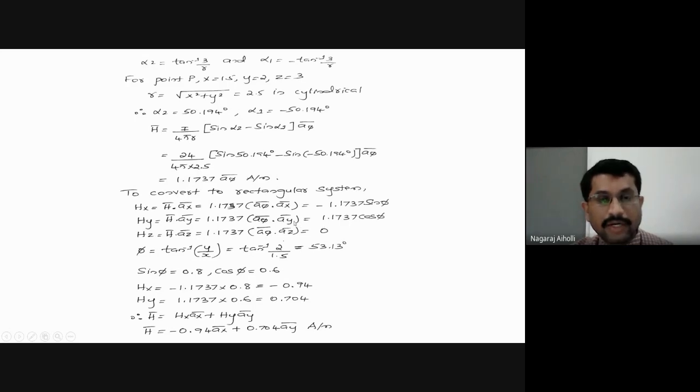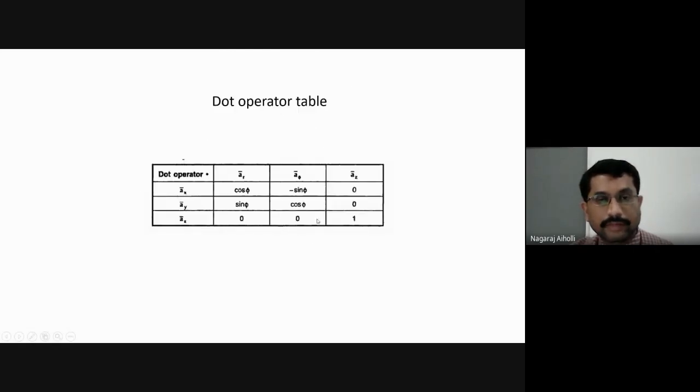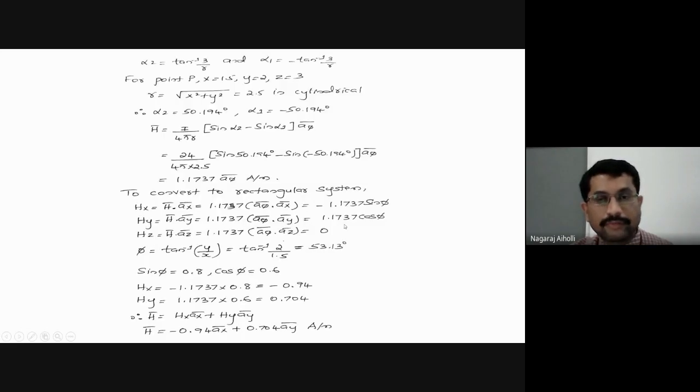This will be A5 bar dot Ay bar. First it is A5 bar dot Ax bar. Now it is A5 bar dot Ay bar. Let us see the dot operator table. A5 bar dot Ay bar is cos phi. Write it. That is 1.1737 cos of phi.